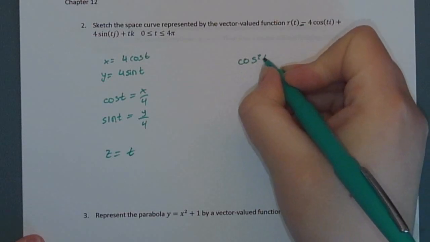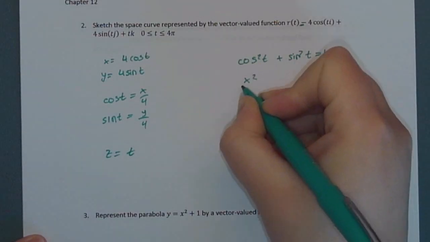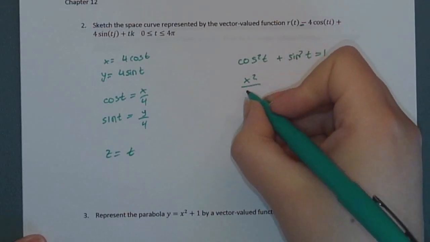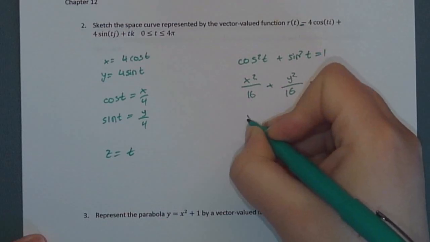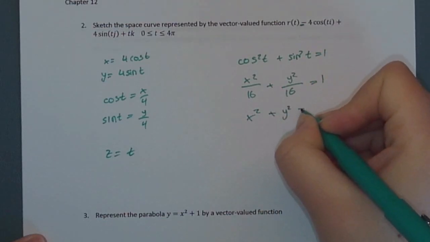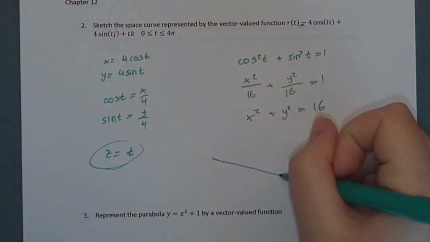Again, we're going to use that trig identity of ours. So x squared over 16 plus y squared over 16 equals 1. So we have x squared plus y squared equals 16. So those are circles. Problem is we're three-dimensional because we also have z that's equal to t. So we're kind of circling upwards in a spiral fashion.